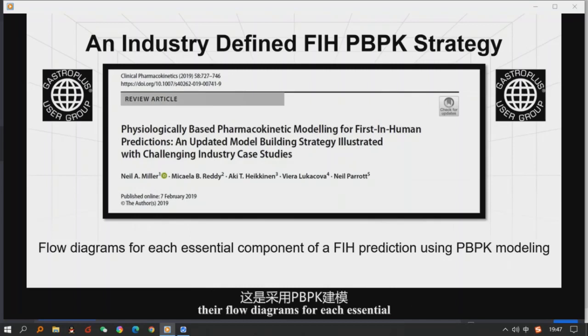And so there are flow diagrams for each essential component of a first-in-human prediction using PBPK modeling. This is an open access manuscript, and I believe at the time of me making this presentation that this publication has been cited at least 60 times, and has been accessed around 13,000 times.